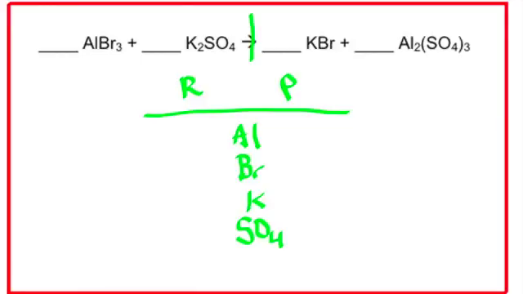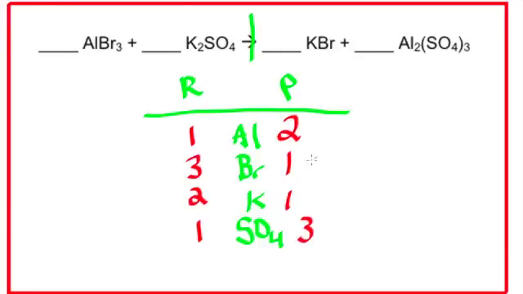I think I like red better. Let's go back to red. Al, we have 1. Br, we have 3. K, we have 2. SO4 groups, I have 1 SO4 group. On the product side, I have 1 potassium and 1 bromine. I have 2 aluminums, and I have 3 groups of SO4.